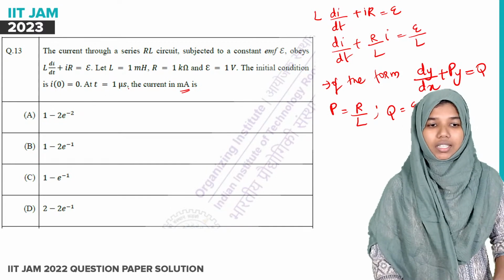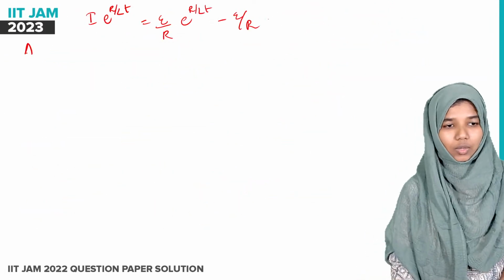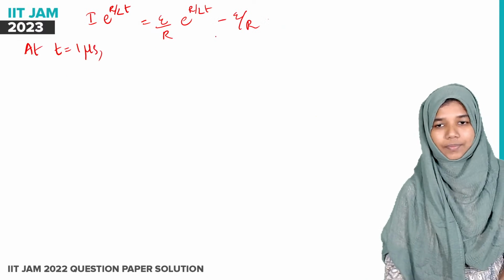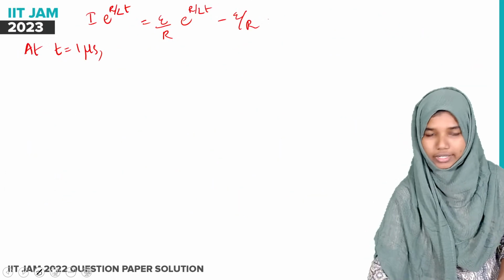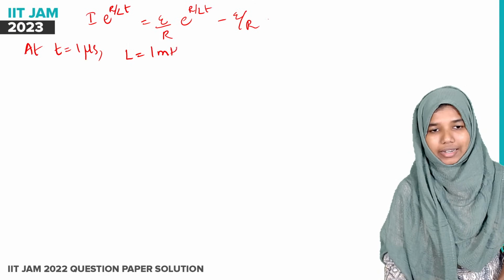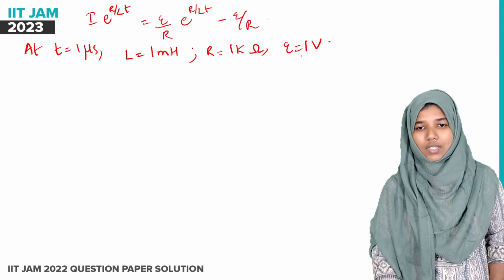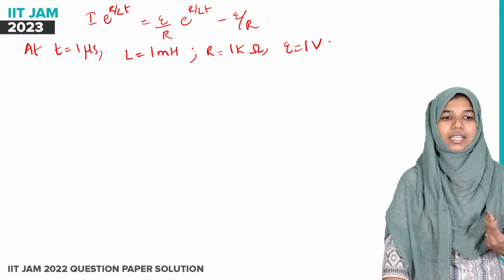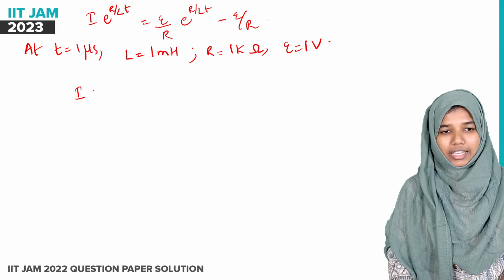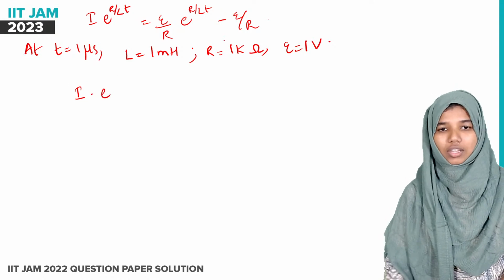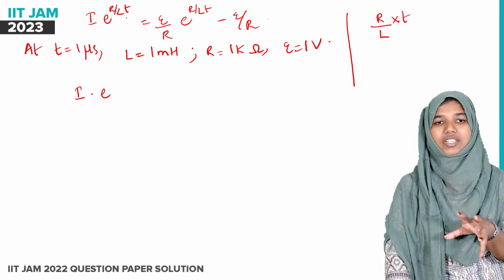Ini choichittulladu the at t is equal to 1 microsecond the current in milliamperes. So at t is equal to 1 microsecond. And other values namukku thannittulladu L is equal to 1 millihenry, R is equal to 1 kilo ohm, and epsilon is equal to 1 volt. These constants we substitute at t equal to 1 microsecond, the value of current in milliampere. Okay, so I into exponential, the value of R by L into t, exponential power is R by L into t.